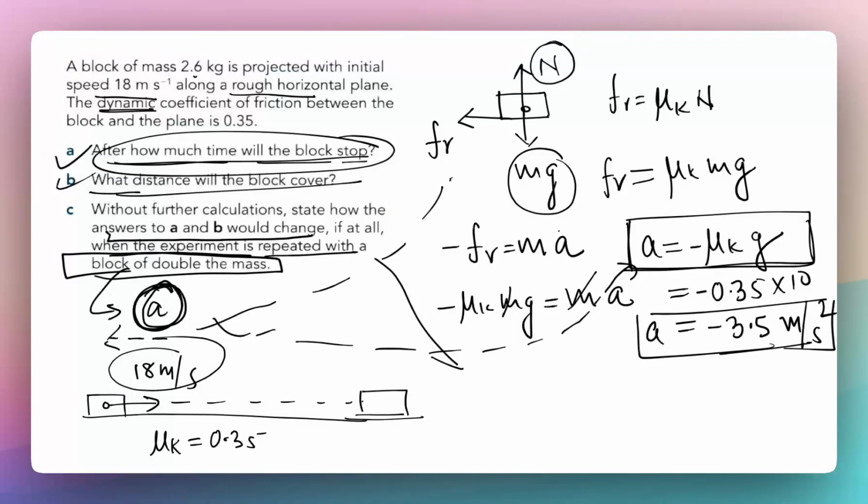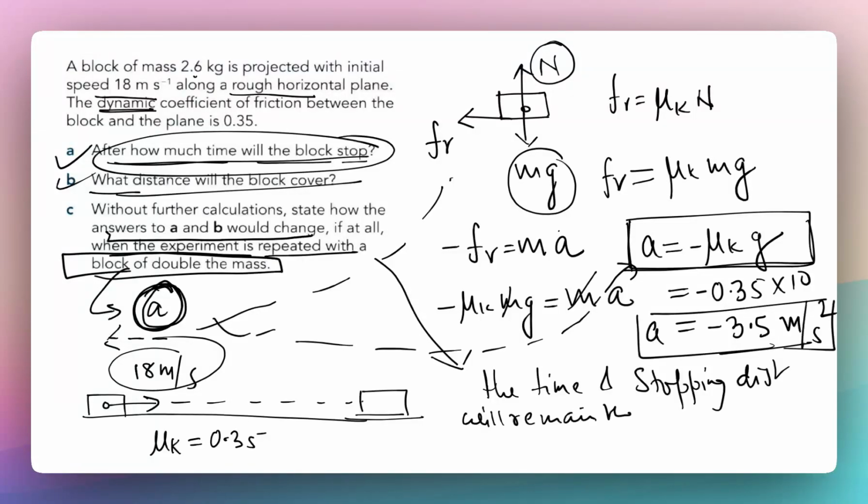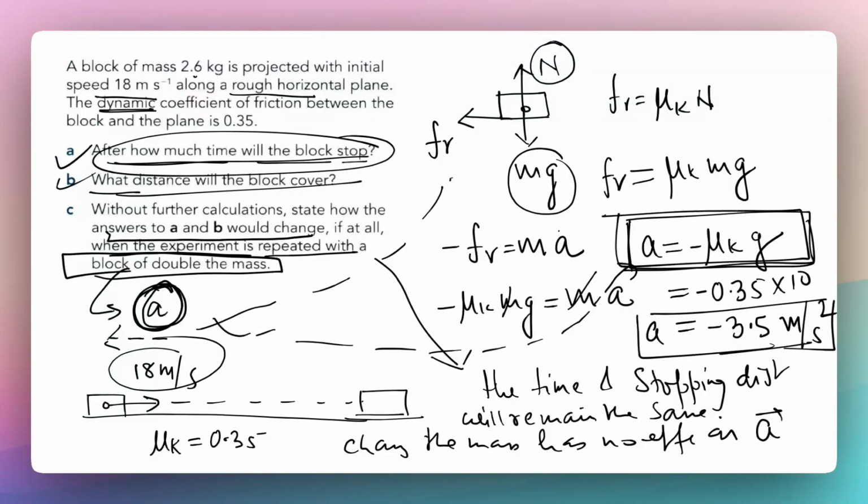So what I'm going to say is that in that case also the time and stopping distance will remain the same. Why? Because changing the mass has no effect on my deceleration a, because deceleration a is simply minus mu k g.